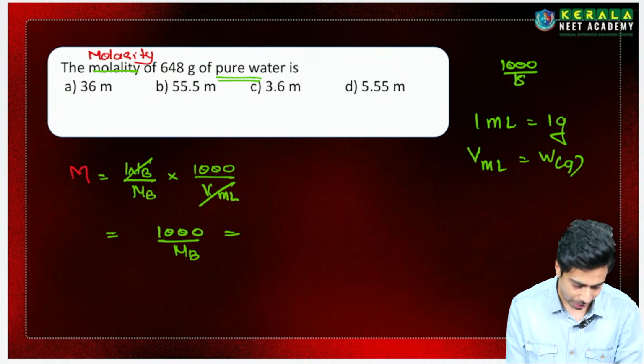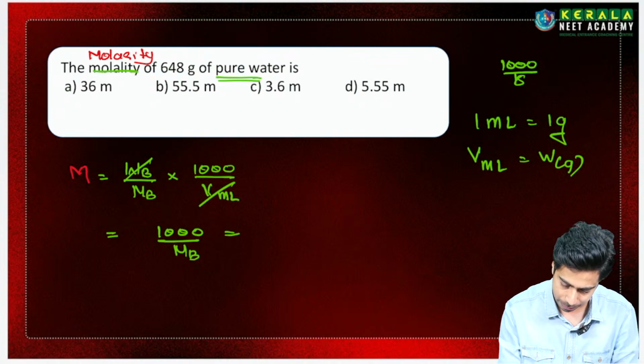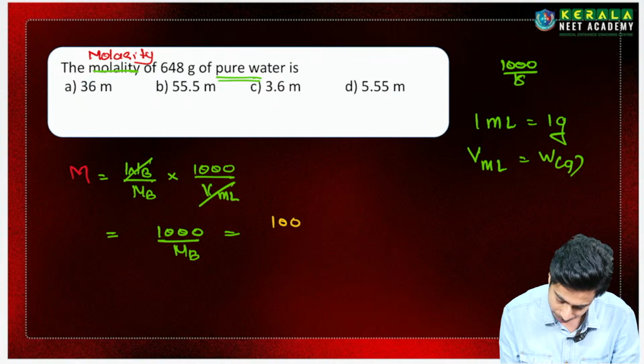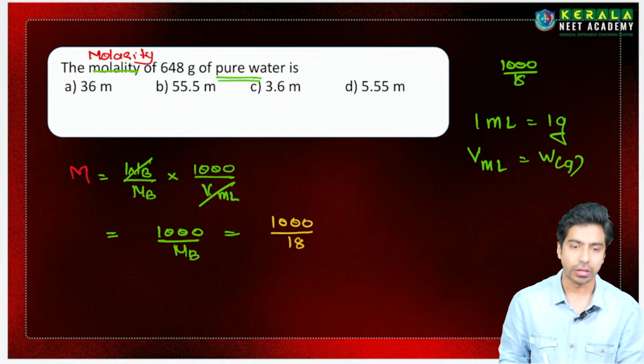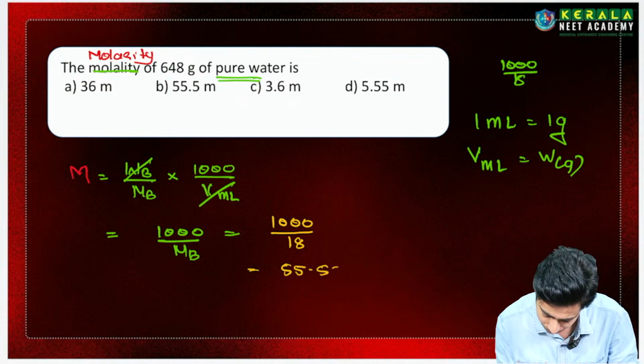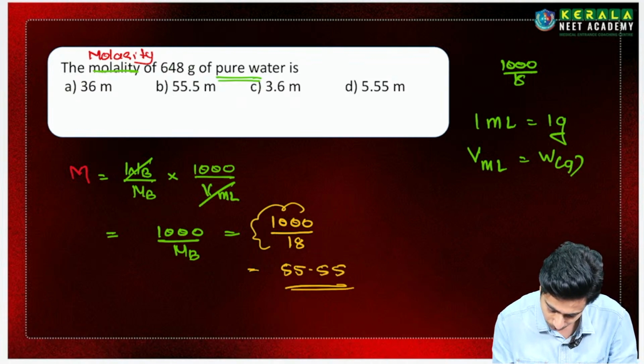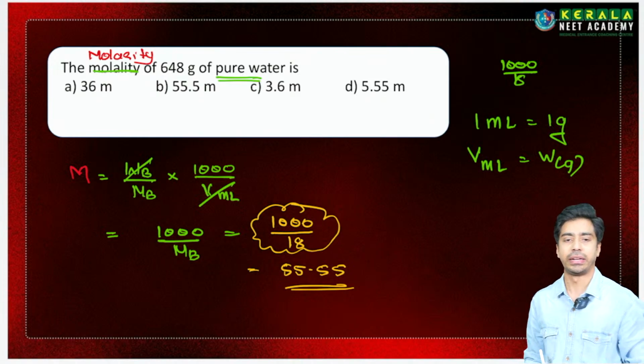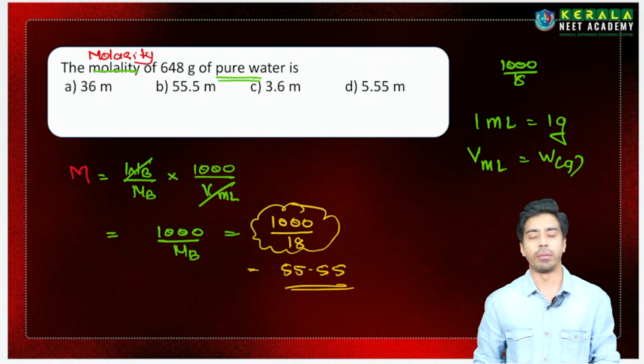So what is the molecular mass of water? Molecular mass of water will be 18, so we get 1000 divided by 18. That value will be 55.55. Learn this value by heart, 1000 by 18, which is equal to 55.55.